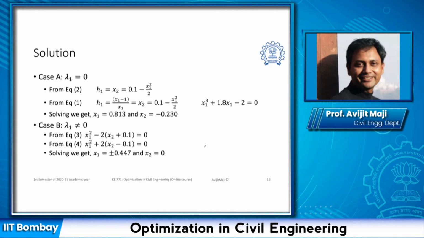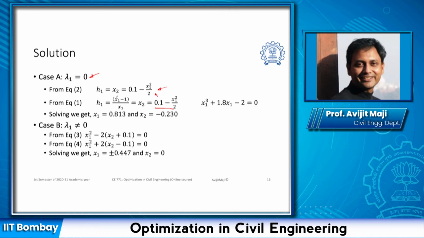In the first step, we consider that my inequality constraint is inactive. So we can consider lambda 1 is equal to 0, and then we start solving. From equation 2, we can easily obtain the x2 value and correlate it with x1, the other design variable. So this is the function which I am going to get. Now from equation 1, I can replace the h1 with x2 values and subsequently replace with the x1 values which we obtained here.